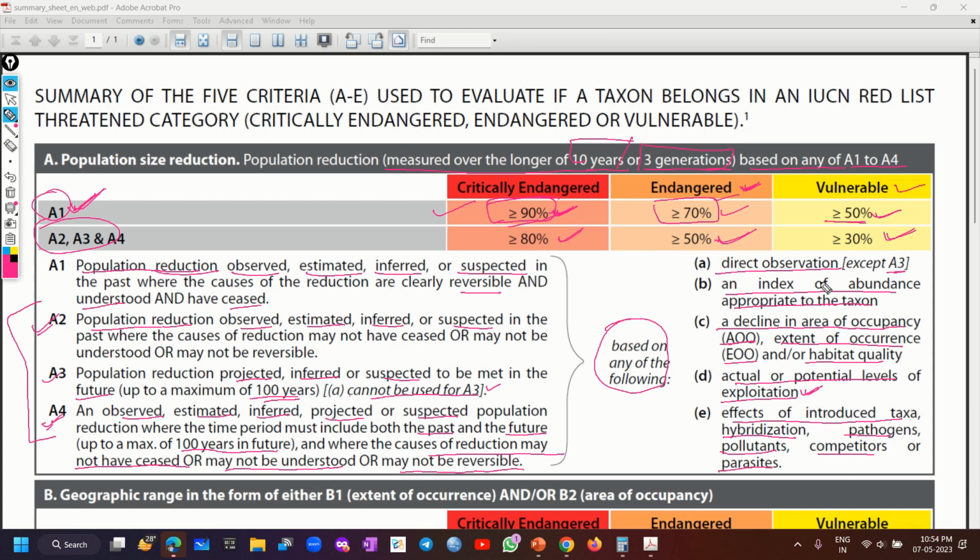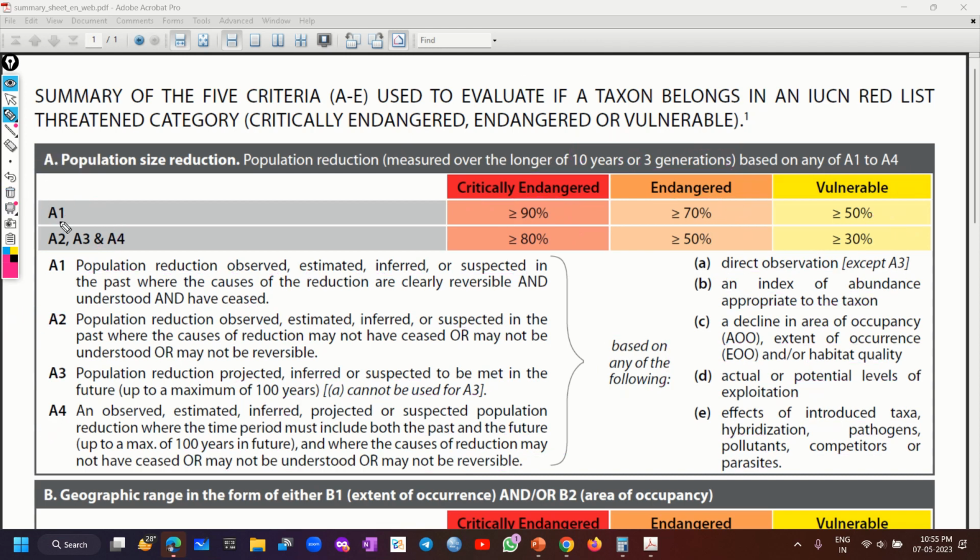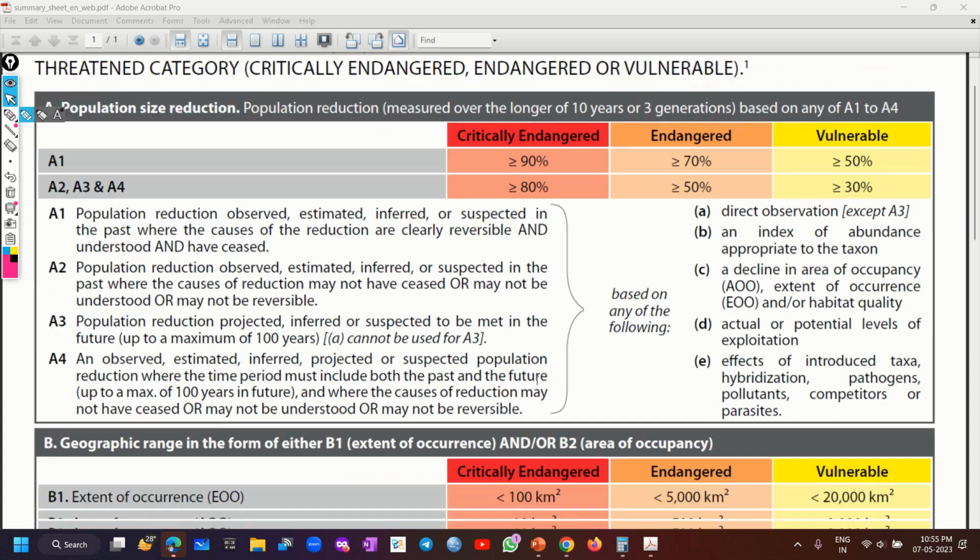So this will come under these three threatened categories according to the percentage. If it is showing 30% and more, then it comes under the vulnerable category, 50% and more comes under the endangered category, and 80% and more comes under critically endangered. So these are the criteria whenever we are talking about population risk, population size reduction.